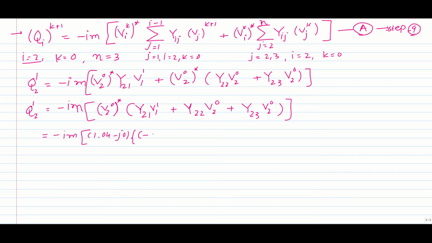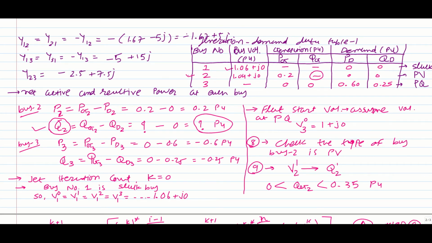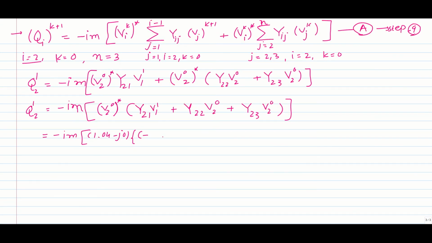S minus y21, where y21 for the matrix is minus 1.67 plus j5. Yes, you need to be very careful during this mathematical calculation.